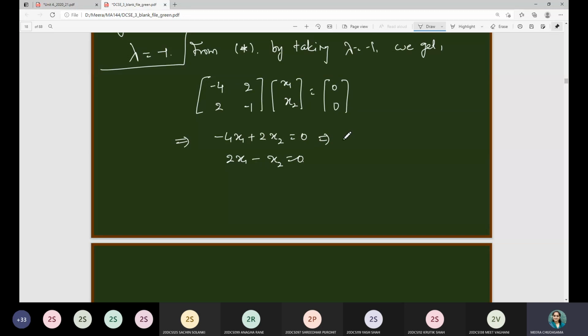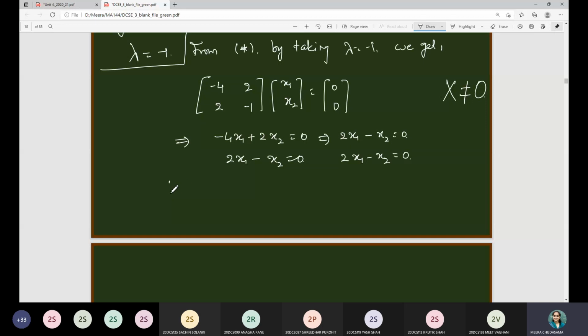So this can be written as, if I take -2 common, then from the first expression -2(2x1 - x2) = 0, and this will remain the same. Means both of them are the same equation. Second thing, this is a homogeneous system of linear equations. Therefore, there are only two possibilities: one is the trivial solution, the other is infinitely many solutions. But since we have considered our x as a non-zero vector in the beginning, the trivial solution will not be the case here. Therefore, there will be infinitely many solutions.